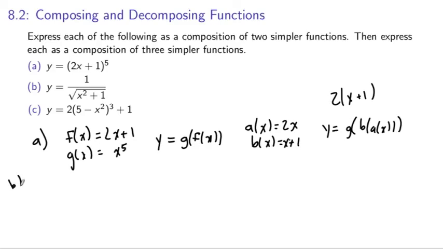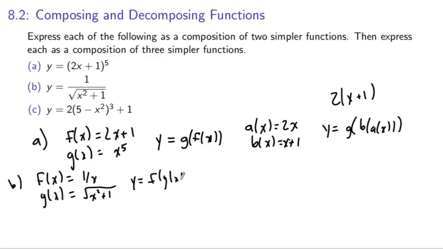B, we can decompose this into f of x would be 1 over x, representing to divide something, basically invert something multiplicatively. G of x could be square root of x squared plus 1. We could write y as, the outer function here is the inversion, f of g of x.